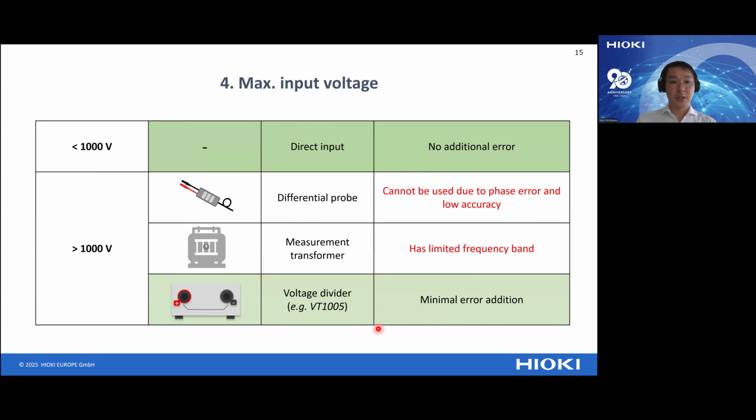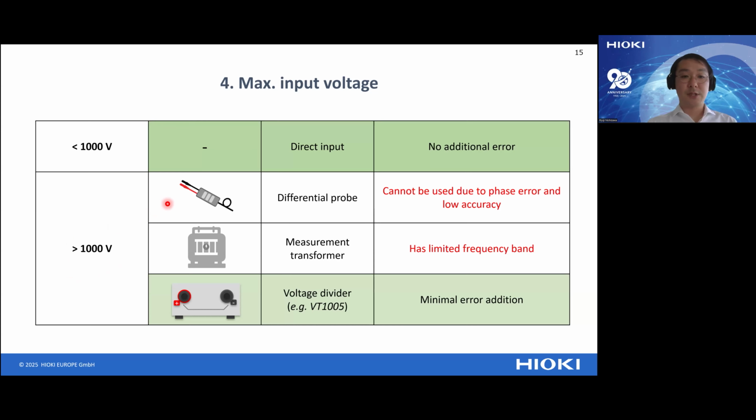From here, let's talk about the key elements for power measurement: voltage and current. First, I'd like to talk about the max input voltage. If the voltage is under 1000 volts, it is simple. Many power measurement instruments can handle it directly with no extra components or added error. The problem is if it exceeds 1000 volts, there are mainly three options.